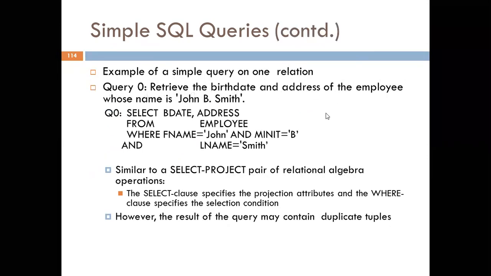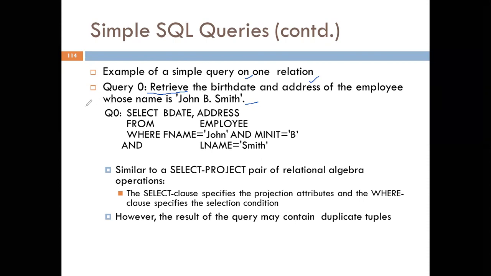So our first query. The query is: retrieve the birth date and address of an employee whose name is John B. Smith. Here the name of an employee is given and we need to retrieve his birth date and address.